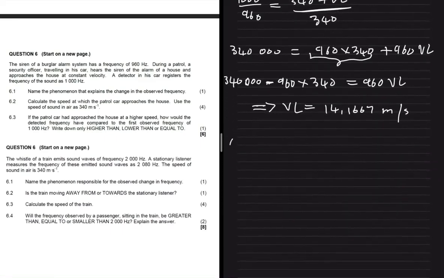Let's move ahead. 6.3. If the patrol car had approached the house at a higher speed, how would the detected frequency have compared to the first observed frequency of 1000 Hz? For every question we have, we stick to the formula. So let's go ahead and do that. FL equals FS times V plus or minus VL, divided by V plus or minus VS.